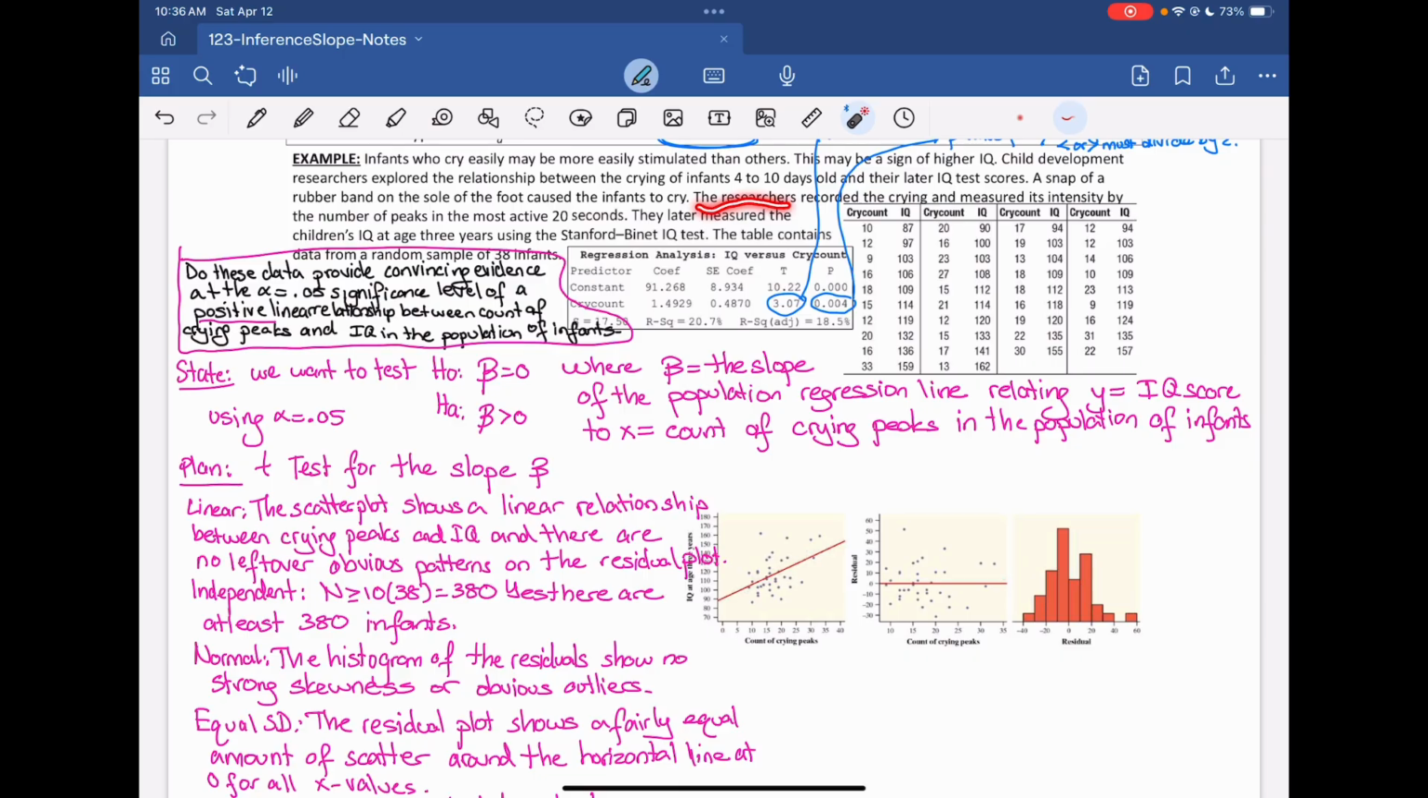Anyway, the researchers recorded the crying and measured its intensity by the number of peaks in the most active 20 seconds. They later measured the children's IQ at age 3 years using the Stanford-Binet IQ test. The table contains data from a random sample of 38 infants.